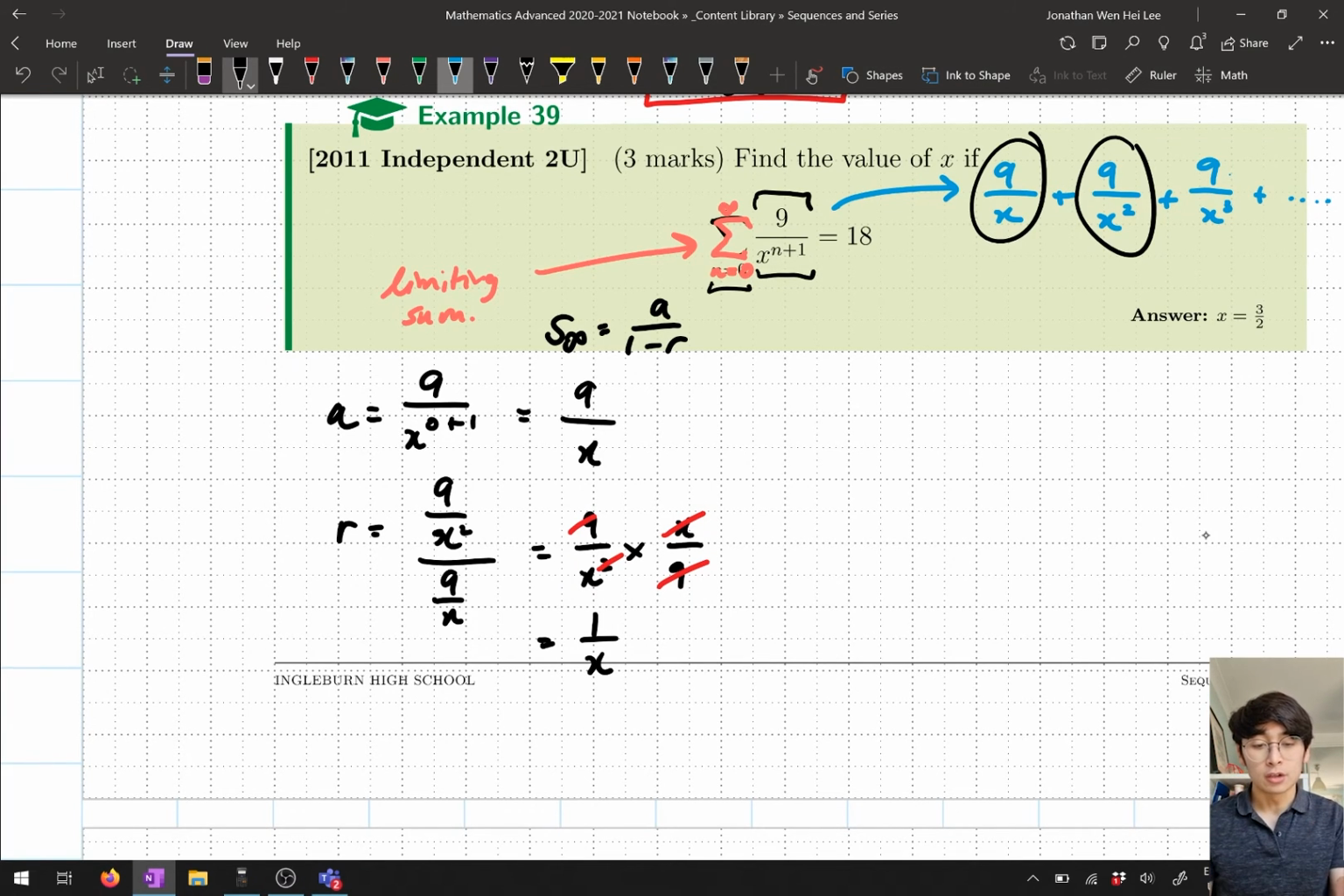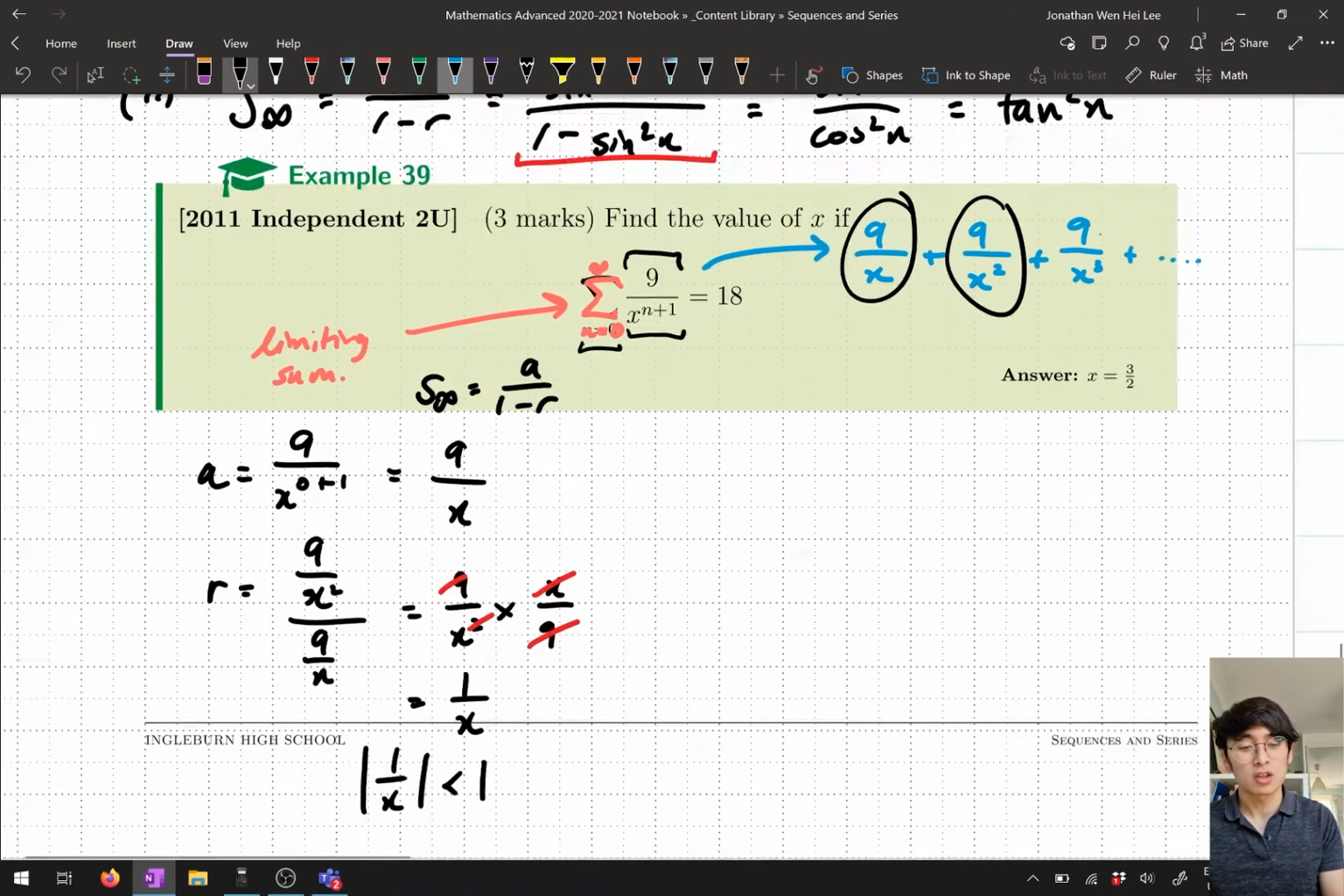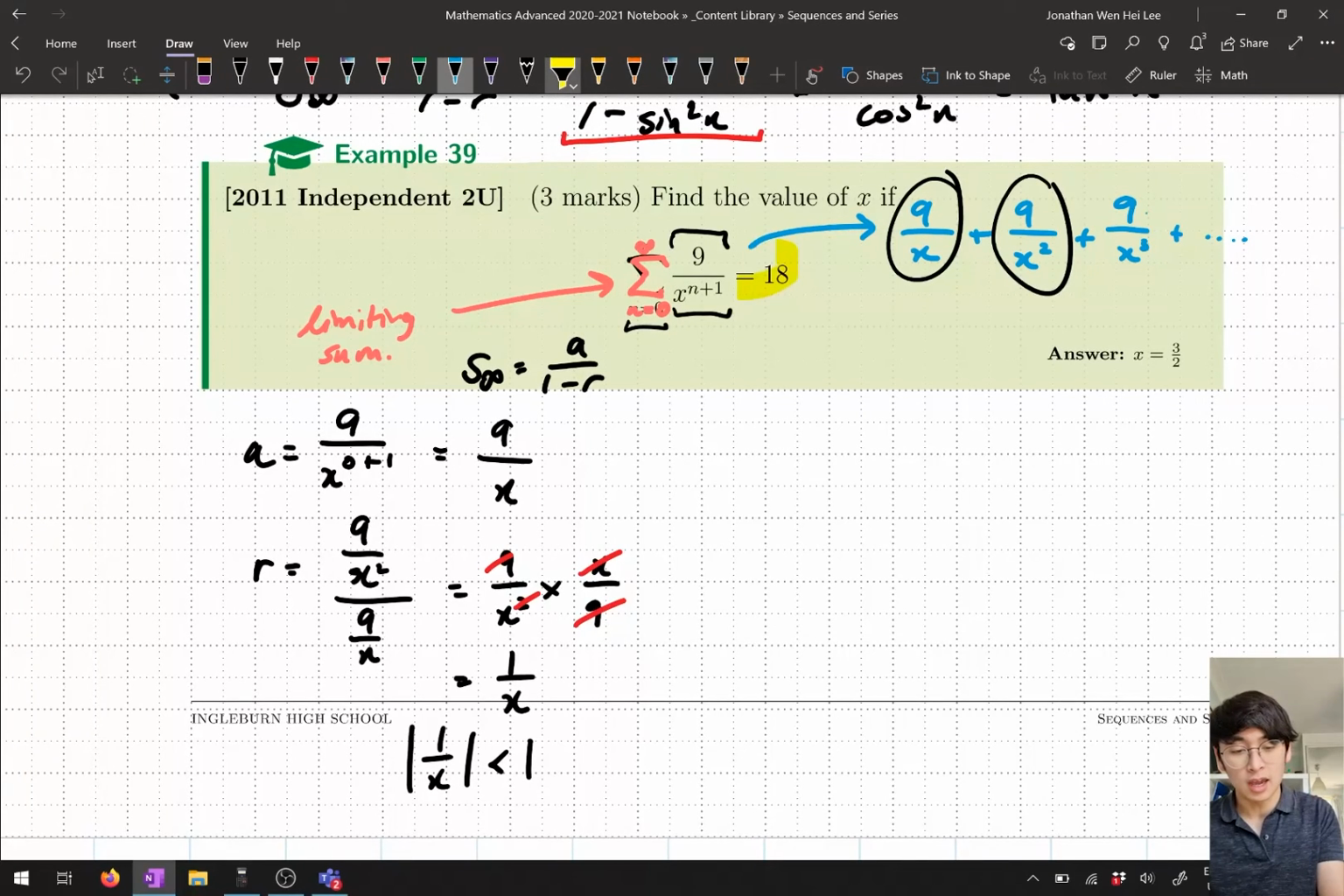Okay, so because we've got this limiting sum, we figured out this common ratio. With that common ratio, we want to say that the absolute value of the common ratio is less than 1. But if you have a look, that doesn't actually help me do very much. It just tells me that x is going to be greater than 1, which isn't very helpful at the moment. But the question tells me that this limiting sum is equal to 18.